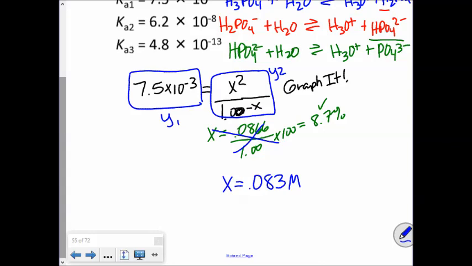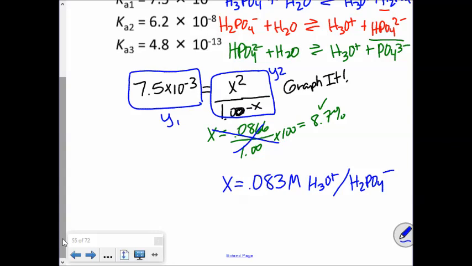All right, so this is our molarity of our hydronium. This is also the molarity of our dihydrogen phosphate. It's only a -1. I keep wanting to make it a -2. It's a -1. So that is the molarity of both of those.